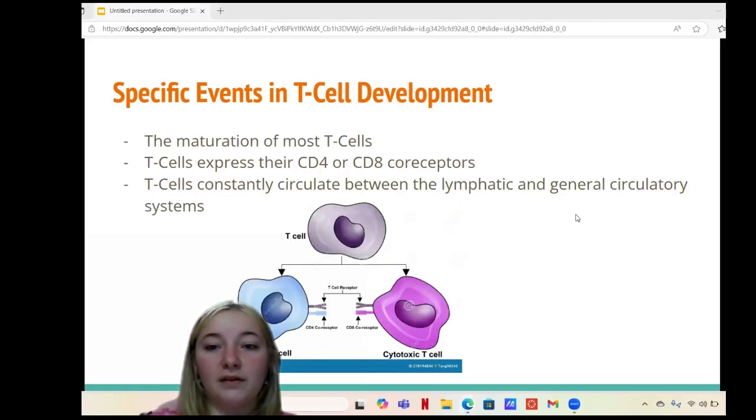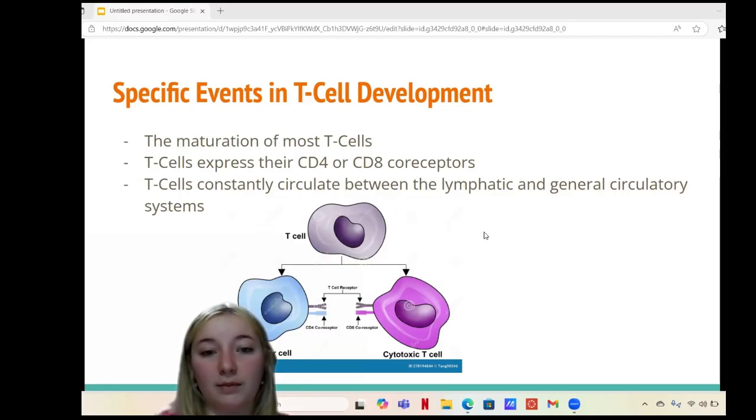Okay, so specific events in T cell development. The development of T cells begins inside of the bone marrow, and it matures in the lymphatic system. So they have multiple different types, and you'll see this common in our textbook, CD4, CD8.